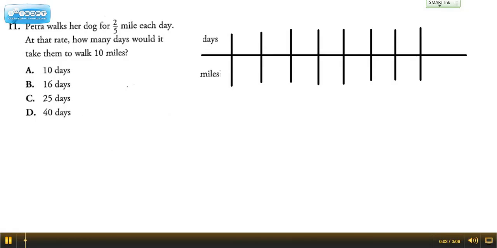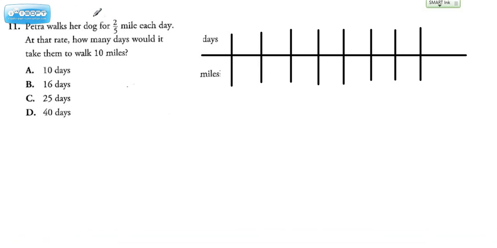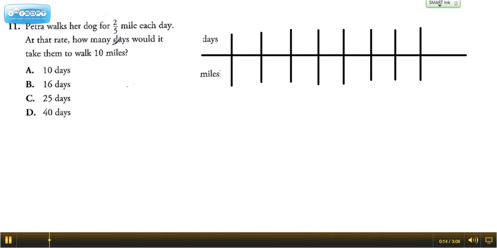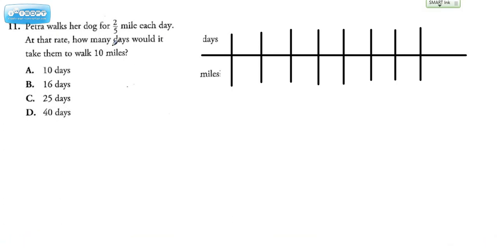We're taking a look at question number 11 from the L14 on unit rates. Petra walks her dog for 2/5 mile each day. At that rate, how many days would it take for them to walk 10 miles? There are two ways that we can approach doing this. Method one is to fill in a ratio table.